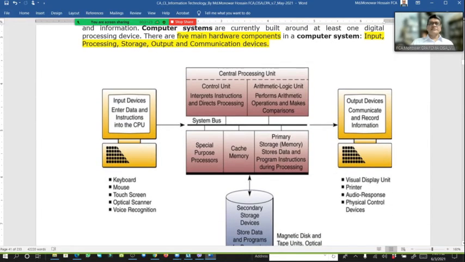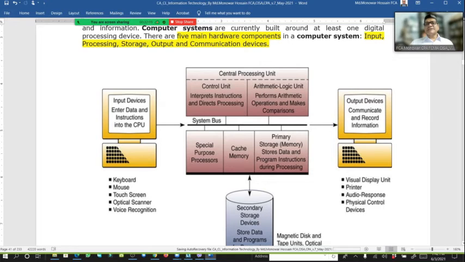If we see here, input: an input device enters data and instructions into the CPU, the central processing unit. So how can we input it? We can input through the keyboard, the mouse, the touch screen, an optical scanner, and voice recognition. So this is the input device, and this is input as component number 1. Then this input goes to the central processing unit, CPU.